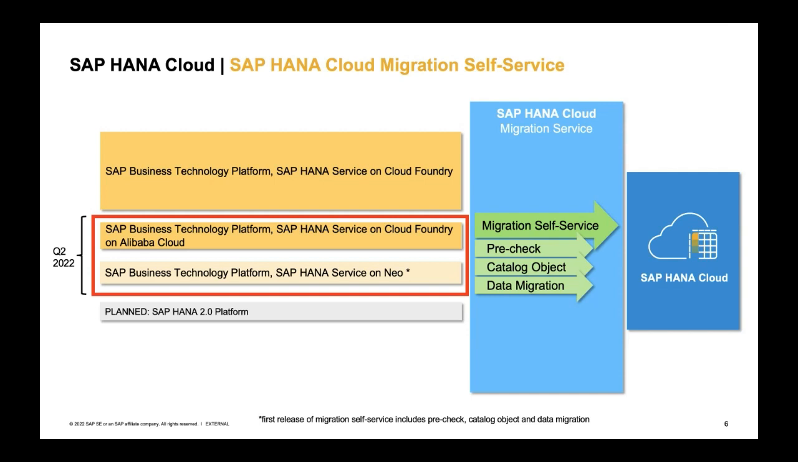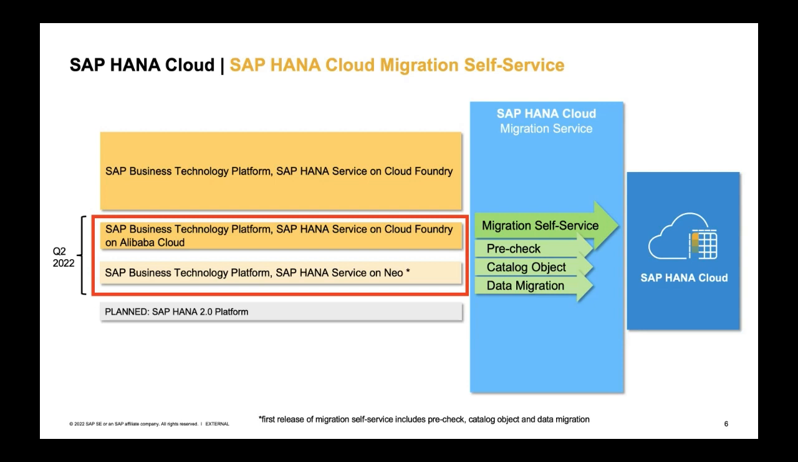Whereas the second platform is HANA as a service on Neo to HANA Cloud. The Neo release for Q2 2022 is the first release of migration self-service, which includes pre-checker, catalog object, and data migration. So yeah, let's talk about these three capabilities which are already released as a part of the initial version. So the first one is the pre-migration checker.